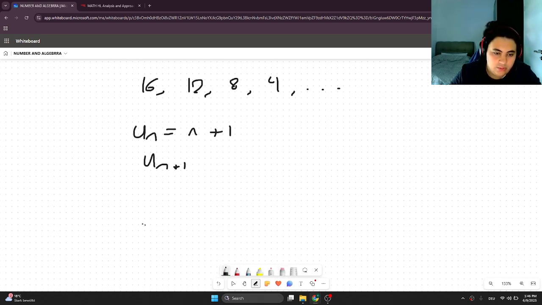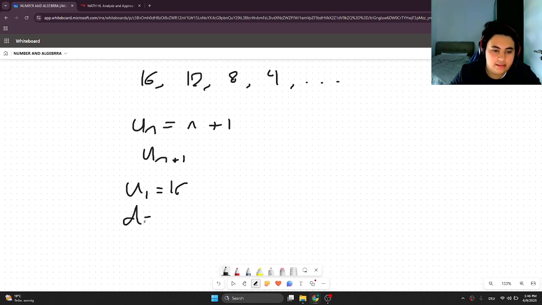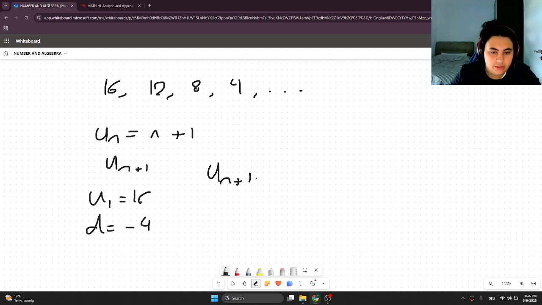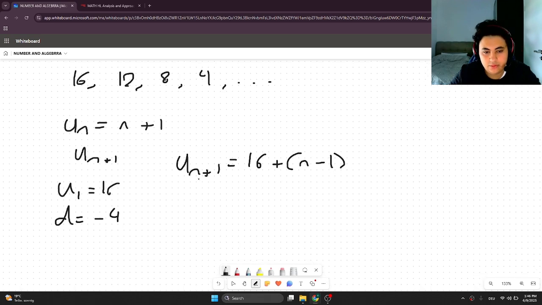Let's say we have u1 is equal to 16, and d is equal to 12 minus 16, which is negative 4. So you have un plus 1 is equal to 16 plus n minus 1. Because you're replacing n with n plus 1, and then that's minus 1. So it's going to be n, and then you multiply it by negative 4.